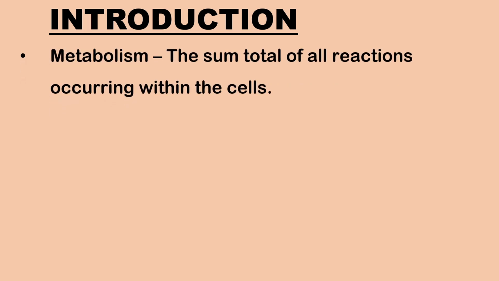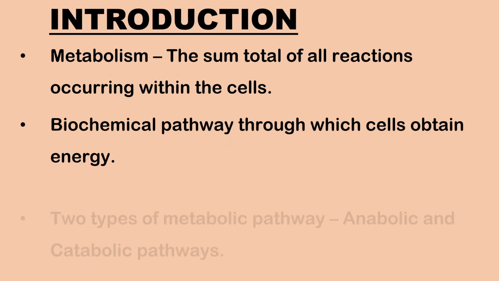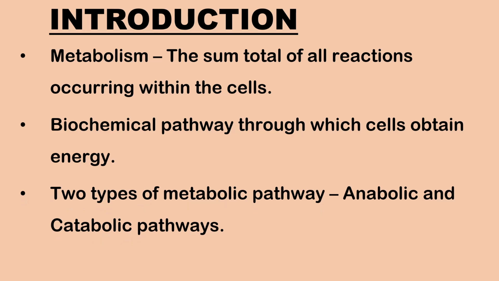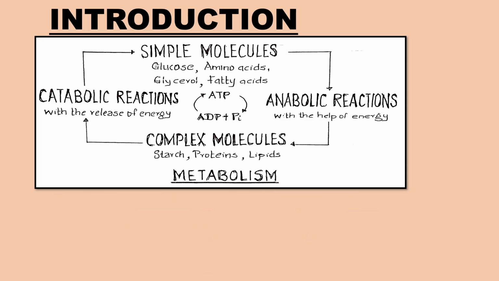Metabolism is the sum total of all the reactions occurring within the cells of living organisms to sustain life. It is a biochemical pathway through which the cells obtain energy. Two types of metabolic pathways are anabolic pathways and catabolic pathways. Anabolic pathways build up complex macromolecules from simpler substances by utilizing energy.